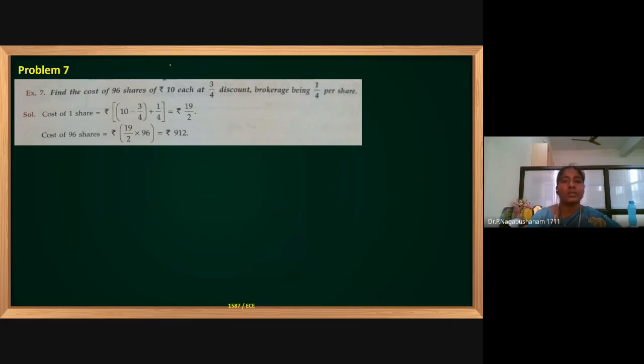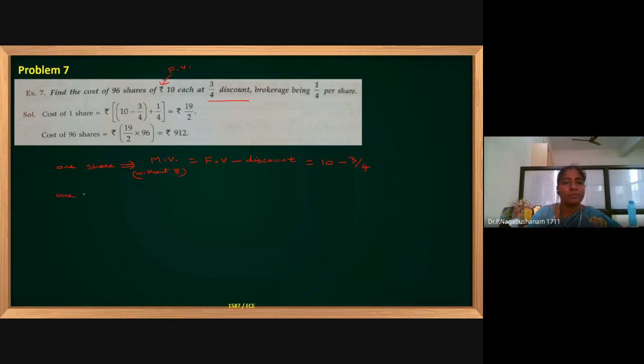Here you can see this is the face value as usual. They are giving a discount, so how to calculate the market value? Face value minus discount is the market value without brokerage. This is for one single share. Without brokerage, the answer is 10 minus 3 by 4.